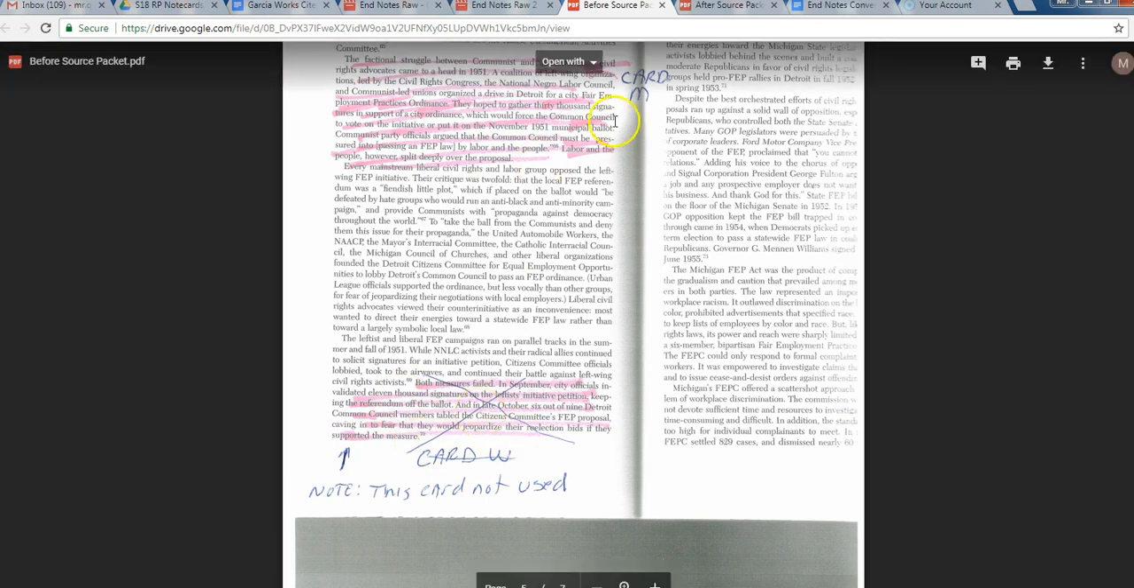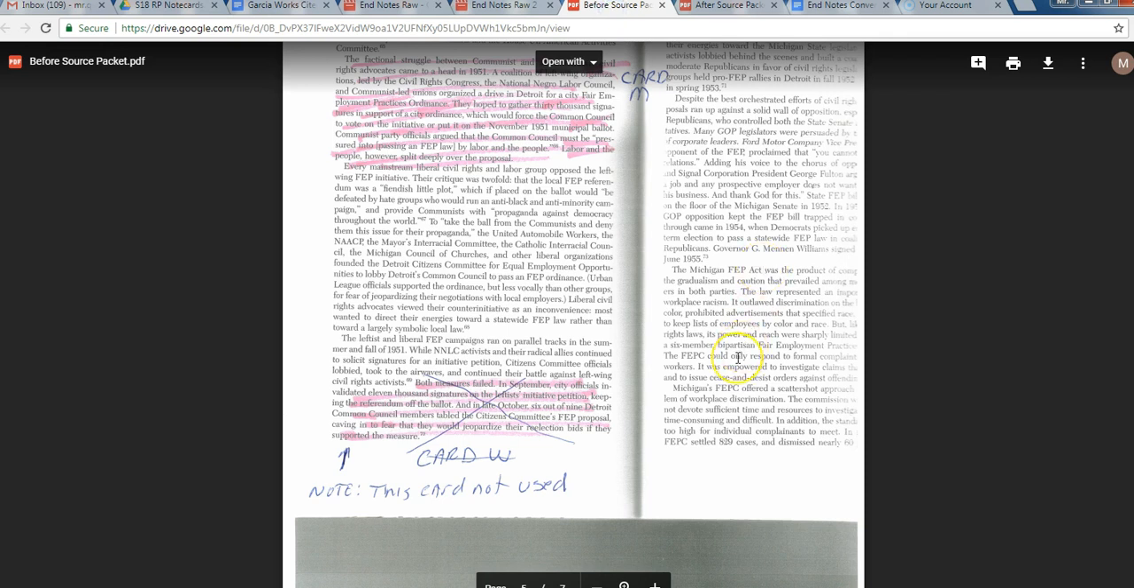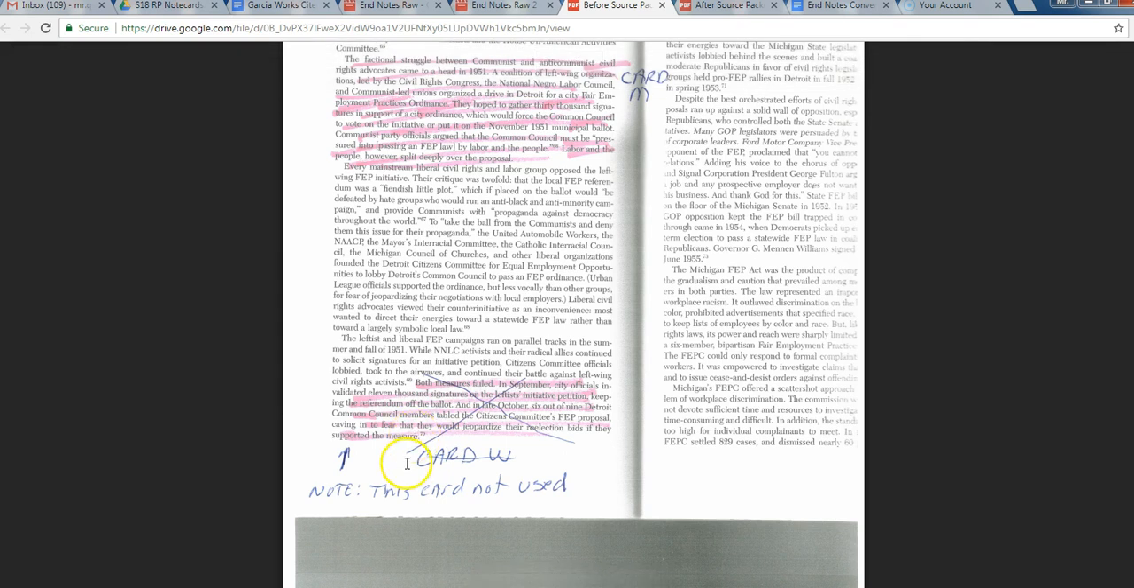And card W, is there a card W? EndNote? There is not. So it's entirely possible, probable in fact, that you would not have used all of your EndNotes. So if you have them on here, all you have to do is cross them out. You don't even have to write card not used, but just cross them out.